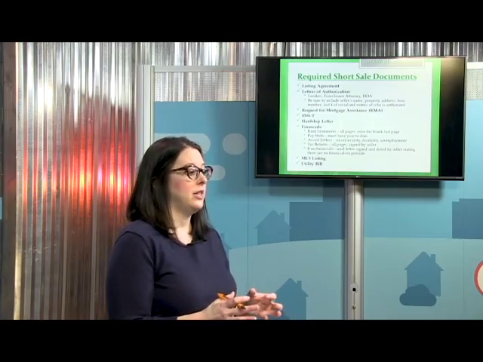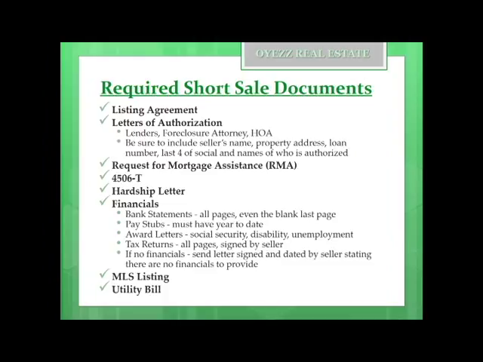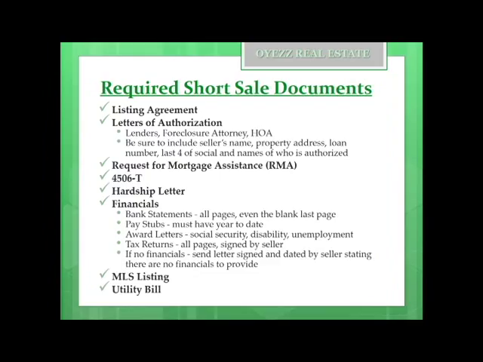One of the main things you'll also need is called a letter of authorization. For short, I'm going to say LOA. LOAs are going to be sent to the mortgage lien holders, the foreclosure attorneys, any lien holders for that matter, whether it be an HOA, a city lien, it could be a bankruptcy attorney, but you need to have letters of authorization for all parties involved in this transaction. In this letter of authorization, you need to make sure that you're including the seller's name, the property address, the loan number, the last 4 numbers of their social security, and then the names of who are authorized to speak on behalf of the seller to their bank. We have examples coming up.